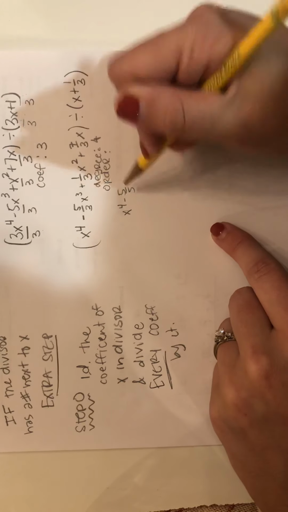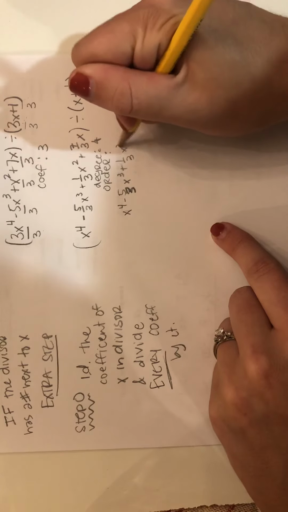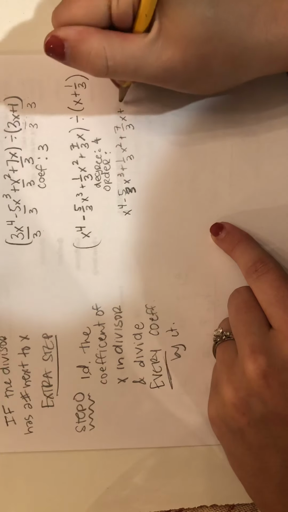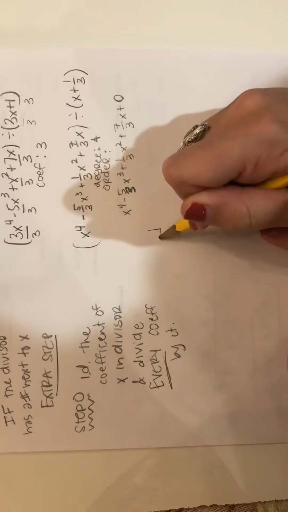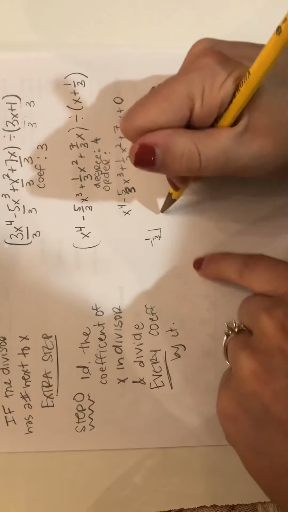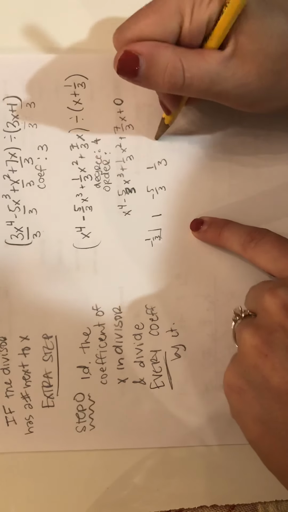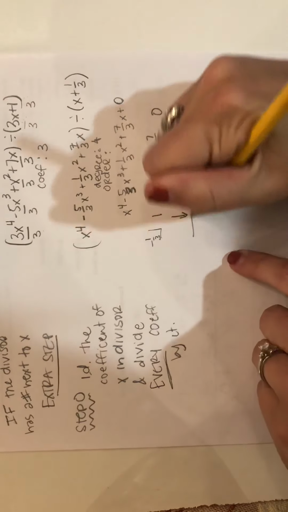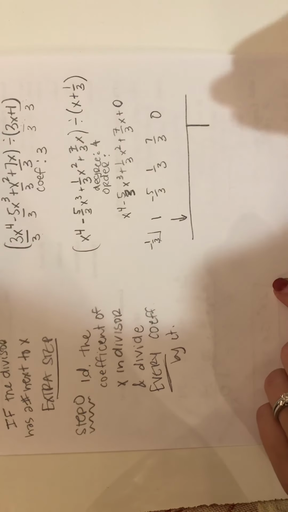It is missing the coefficient, or the constant, the number at the end. So now when we go to set up, the number that goes in the box is -1/3. We have a 1, a -5/3, a 1/3, a 7/3, and a 0. Put my little box right here for the remainder.